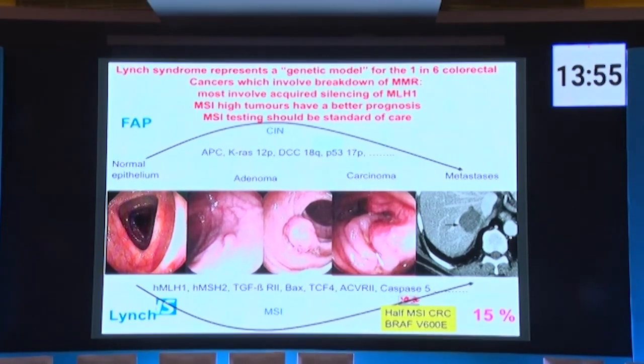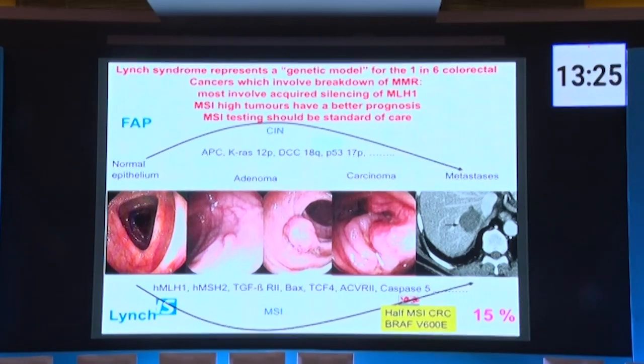Now, as you can see, there are 2 ways to reach from a normal epithelium to a metastatic colorectal cancer. You either have the familial adenomatous polyposis pathway, whereby you get a lot of polyps in the colon, and it starts by mutation in the APC gene, and then a whole set of genes are dysregulated along the pathway that leads to your chromosomes going all wacky. And that happens in about 5 out of 6 patients that we see in the clinic.